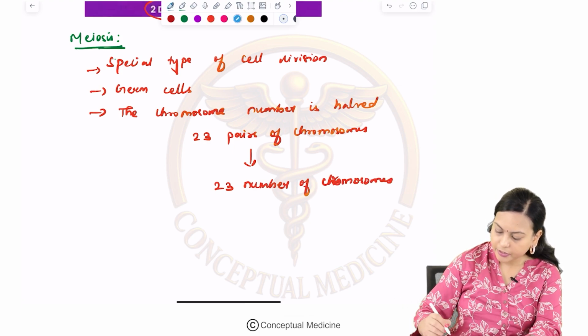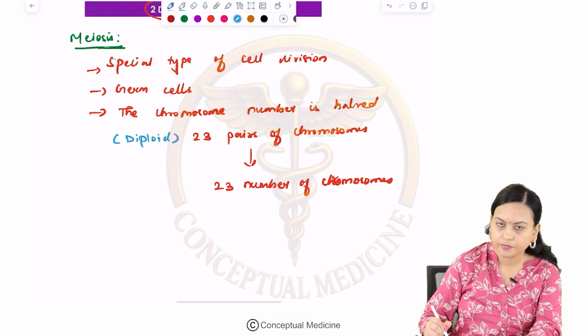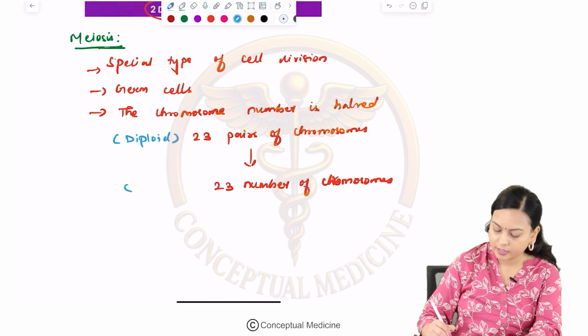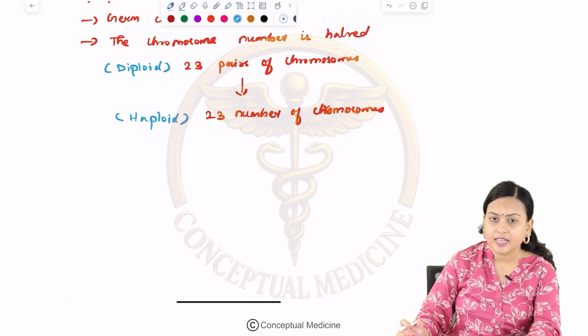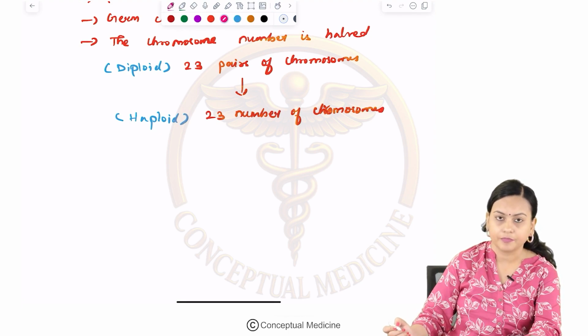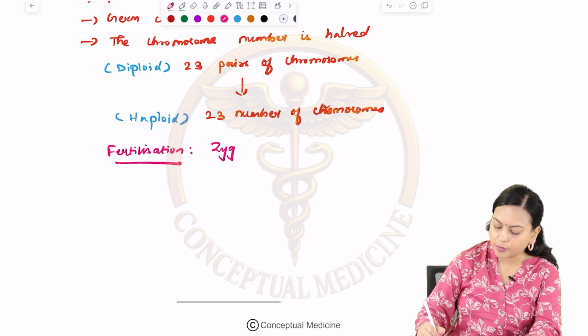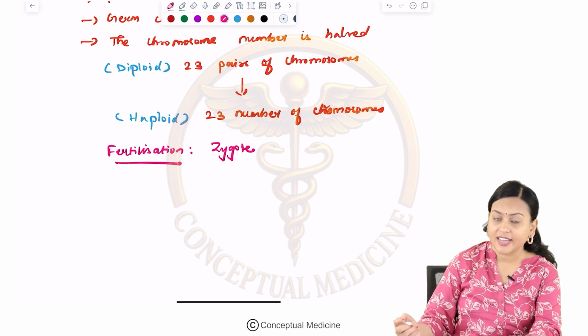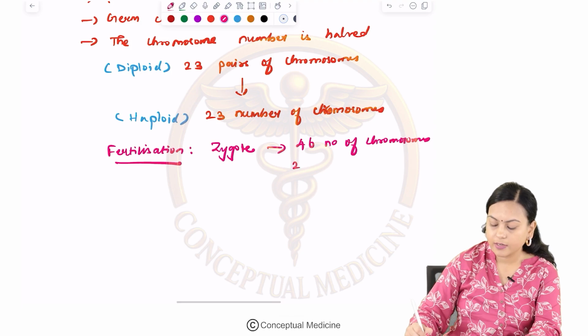I have already told you that 23 pairs of chromosomes means diploid chromosomes. And when it is halved, this set is called haploid chromosomes. Now, can you understand why this is happening? Because what is going to happen during fertilization? In fertilization, zygote formation has to happen and the zygote should have 46 chromosomes, or 23 pairs of chromosomes. Yes?